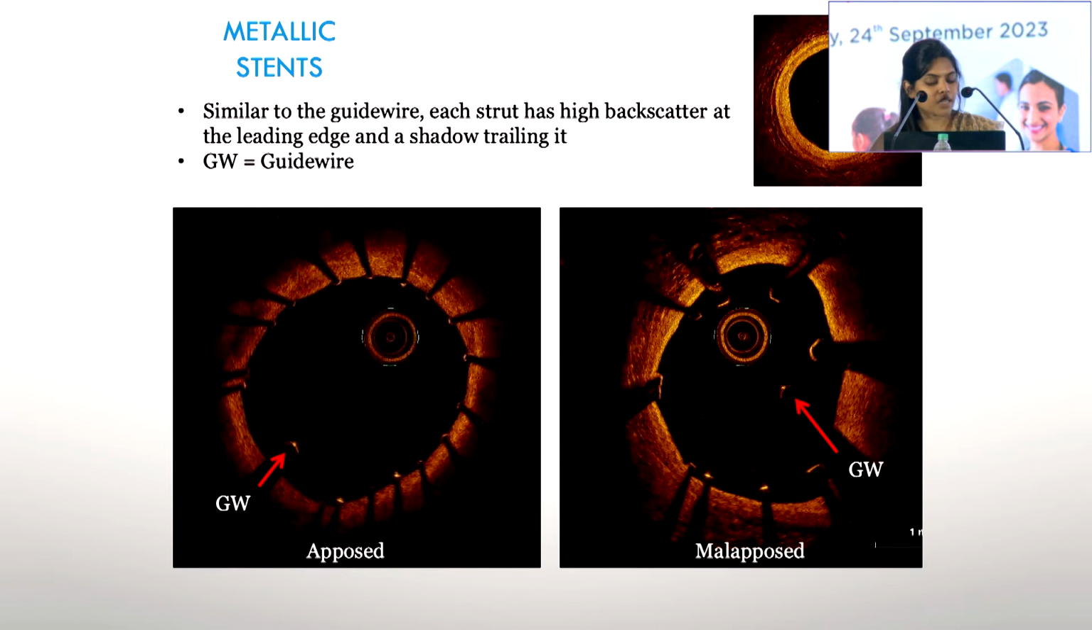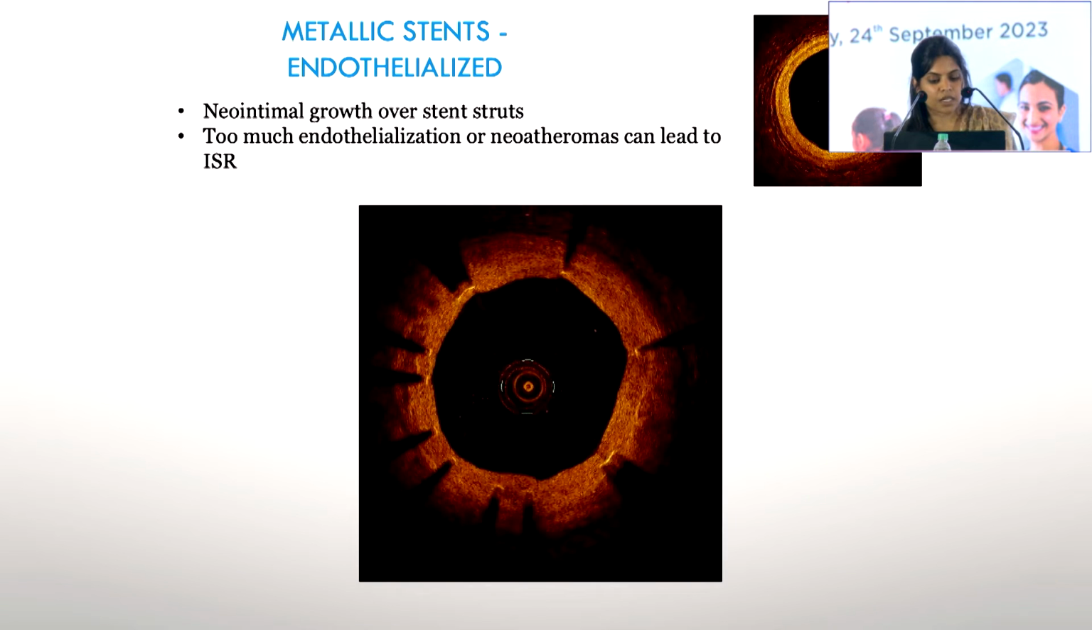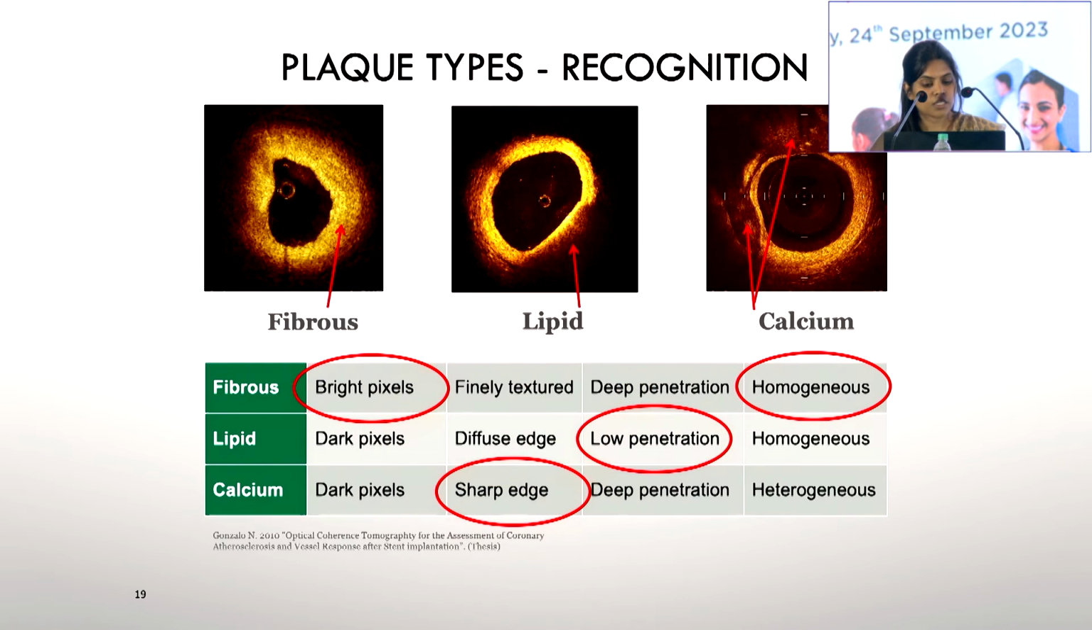Also, this is how you can visualize the stents post-stenting. In the right side image, you can see that the struts are not adequately apposed. This is how we can optimize better by using OCT. This is an image of an endothelized stent. There's a nice neo-intimal coverage over the stent struts. So this is just a summary of the basic plaque morphologies based on the backscatter and the penetration.